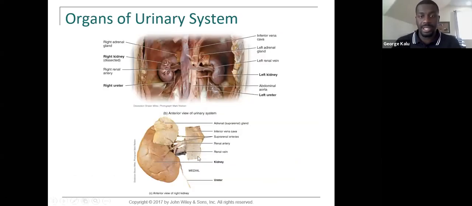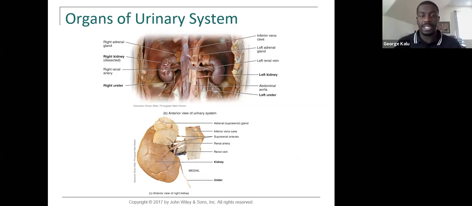So this is kind of what our kidneys look like in a cadaver. Here we've got one kidney over here, another kidney over here. You can see the renal arteries leading into there. You can see the ureters leading out of the kidneys and so on and so forth. So that's what it would look like in a cadaver.